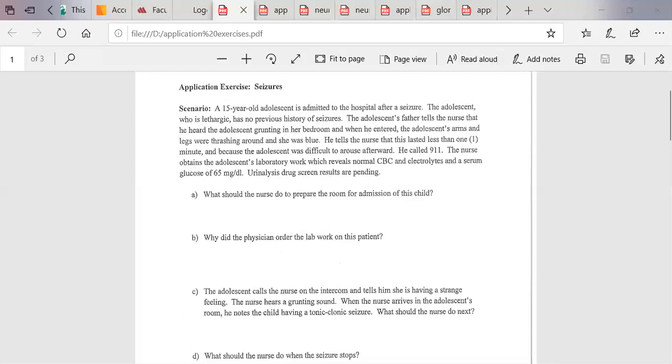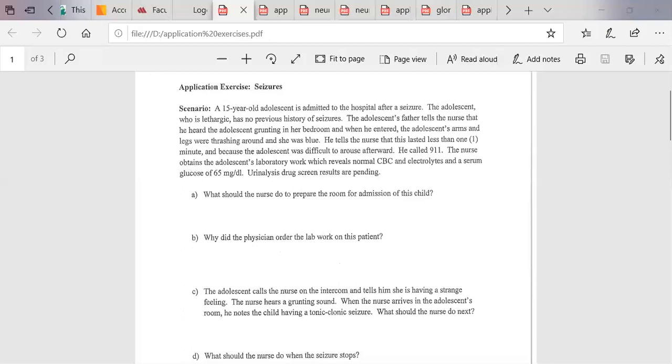All right, our next question. Why did the physician order the lab work on this patient? Obviously, they're looking for the cause of the seizure. Can they rule out any other disorders? They're looking for signs of an infection. What's the WBC telling us? We could look for metabolic disturbances as well. And then obviously the urine drug screen, were drugs involved? Did that cause the seizure?